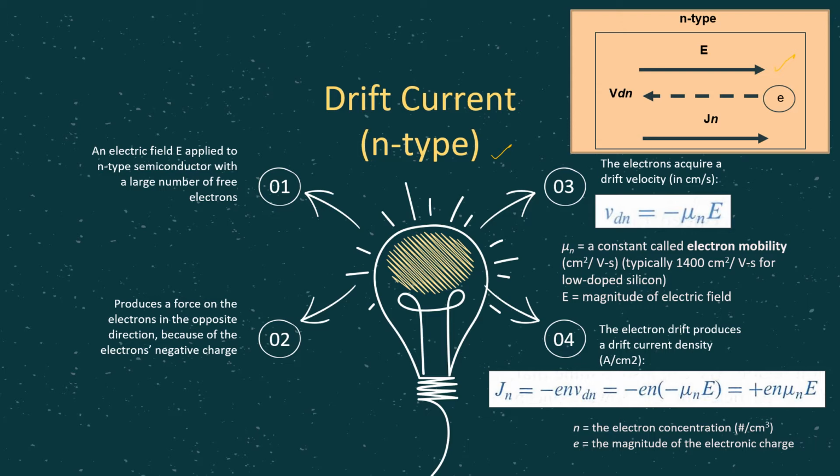Then the electron drift produces a drift current density, which is given by J_n equals negative e n v_dn. v_dn is the velocity just now, and e refers to the magnitude of electronic charge and n refers to the electron concentration. Meaning to say, higher current density we are going to get if electron concentration is higher, or if higher electric field is being applied to our N-type semiconductor.